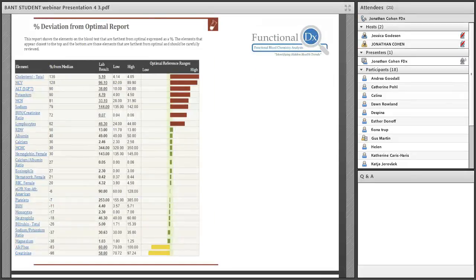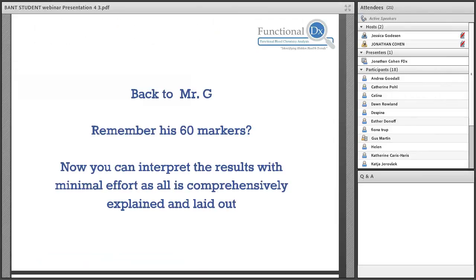We also get a percentage deviation from optimum. So on this long list of items, the green bars on the far right column show you what's optimal, anything that's red is high and anything that's yellow is low, and it's then ordered by which of the percentages are furthest away from the mean. So cholesterol's the worst in this case, followed by MCV, whereas creatinine down at the lowest is the worst, and then alkaline phosphatase.